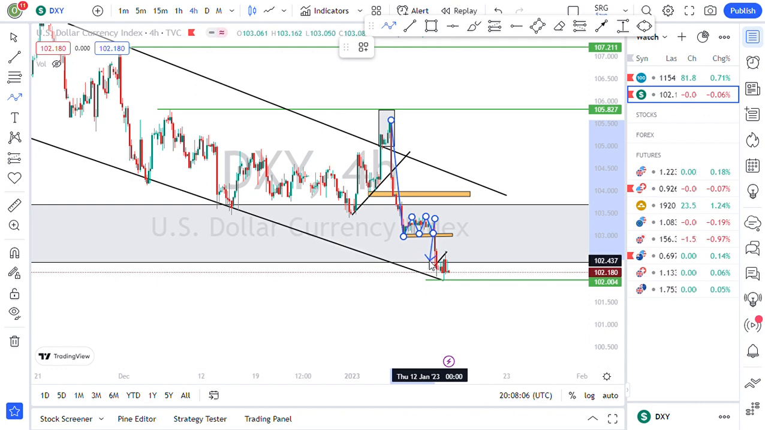Our support. Now price has broken our support and it's also ranging. So if price breaks this green zone, I'm waiting for a retest over here. Then we enter for sales on all USD pairs, right? And GBP USD will also be buying as well.